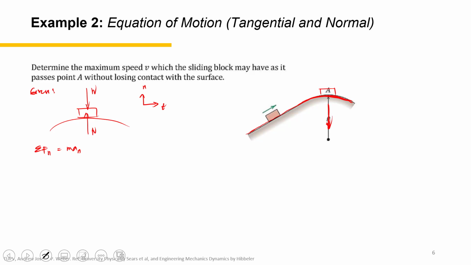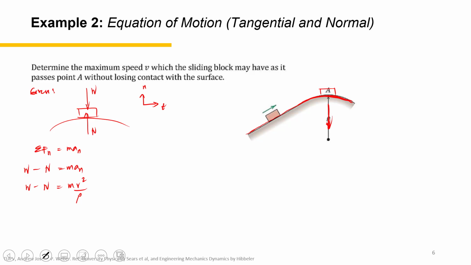So what are the forces? W and N, weight and N. So that would be weight minus N is equal to m a_n, or weight minus N is equal to mv squared over rho. Okay, so this is the equation. The weight subtracted by the normal is equal to mv squared over rho.